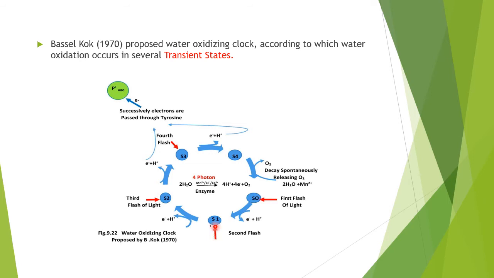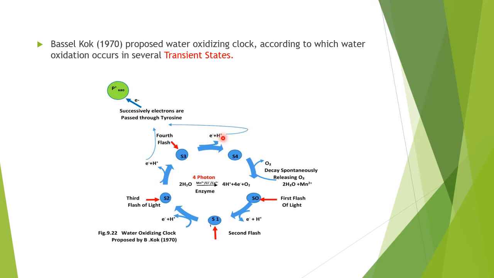Second photon of light will come. That will change this S1 state to S2 state, releasing 1 electron and 1 proton. And then there is an S2 state which receives the third flash of light. And that third flash of light releases the 1 electron, 1 proton. And there is the S3 state which will receive the 4th flash of light. And due to the 4th flash of light, there will be release of 1 electron and 1 proton.